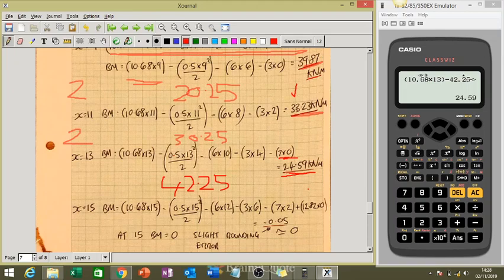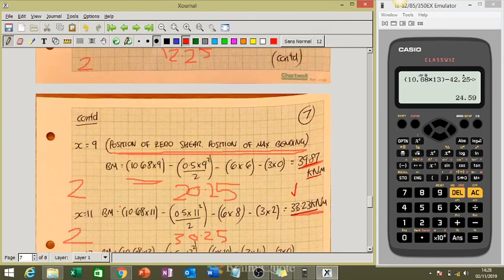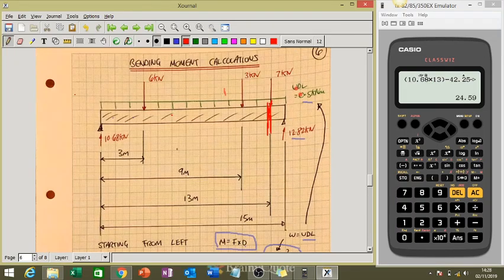The last bit, x equals 15. So all the way to the end, the beam's in equilibrium. So hopefully our number will become 0. We have rounded these up a bit, so we may not get exactly 0, right? Because we've rounded up, but it should be fairly close to 0. I mean, if we get a massive number, there's something wrong.